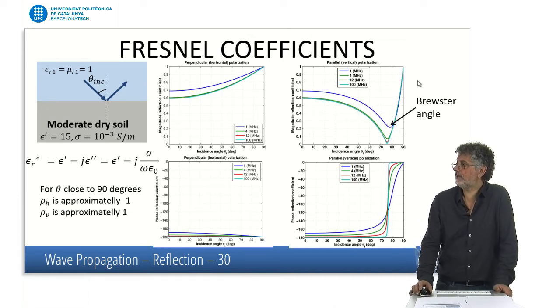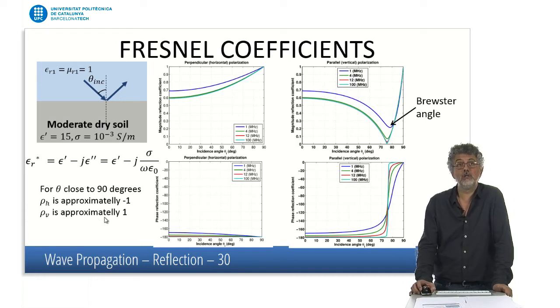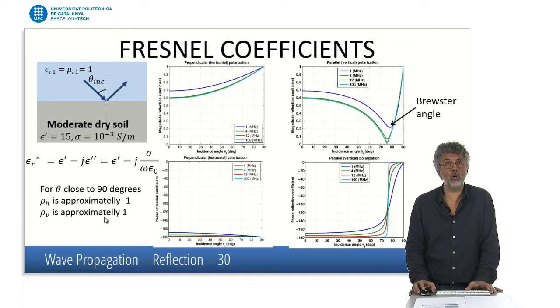And in this case, for vertical polarization, the magnitude of the reflection coefficient is close to 1, and the phase of the reflection coefficient is close to 0. So in that case, the reflection coefficient for vertical polarization is close to 1.